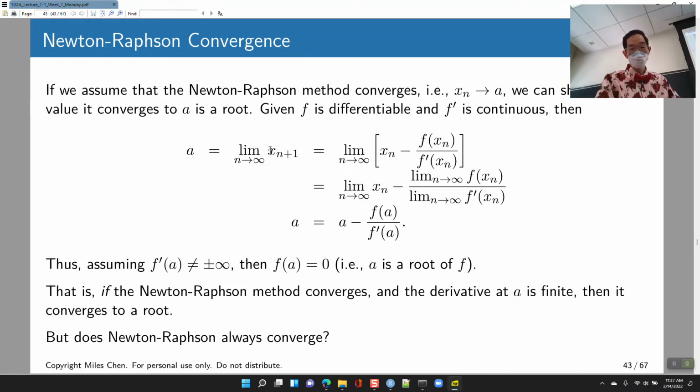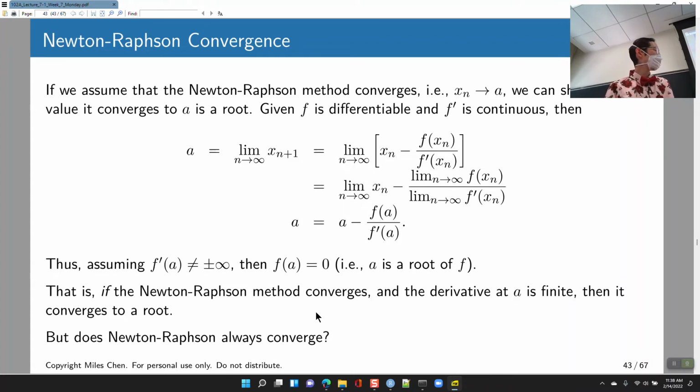So we're going to set a equal to the limit of xn plus 1 as n goes to infinity. What is xn plus 1? That's defined as xn minus f of xn over f prime of xn. And then, applying the limit through this, the limit as n goes to infinity of xn is going to be a, the limit of f of xn is f of a, and the limit of f prime of xn is going to be f prime of a. So a is going to be a root of f. Assuming that f prime isn't plus or negative infinity, then f of a equals 0. Okay, a is going to be a root of f. But that's assuming the Newton-Raphson method does converge.